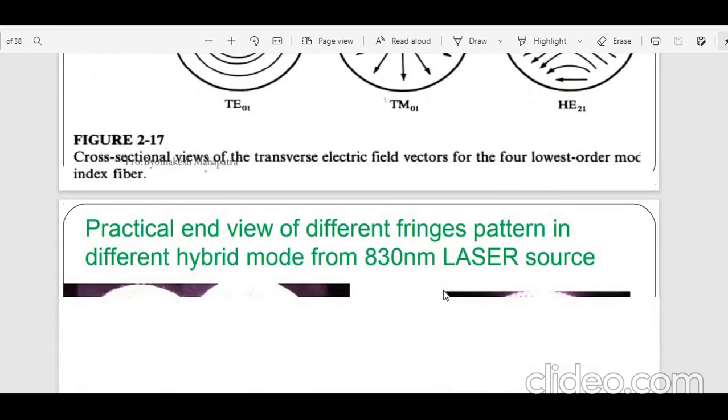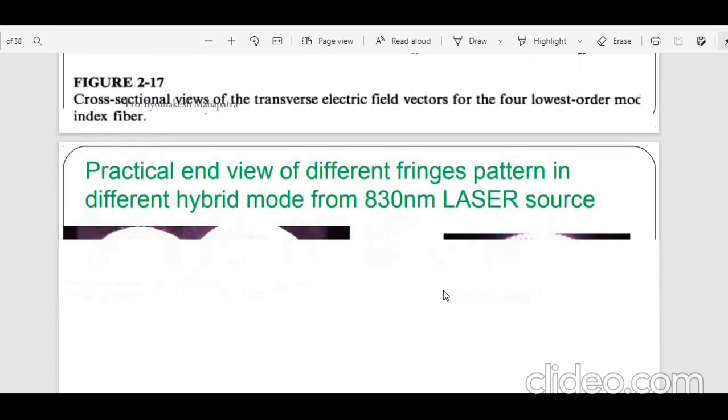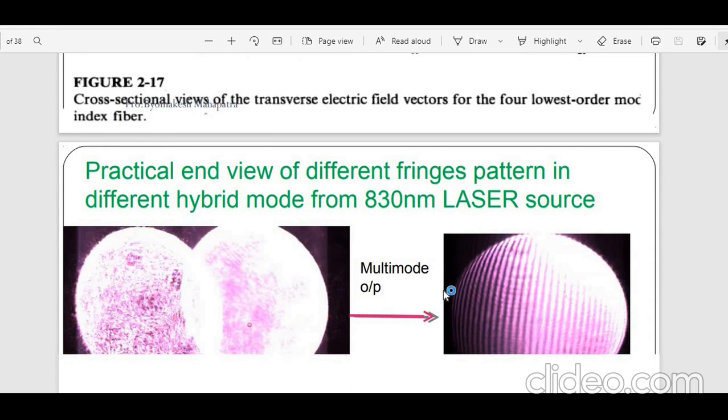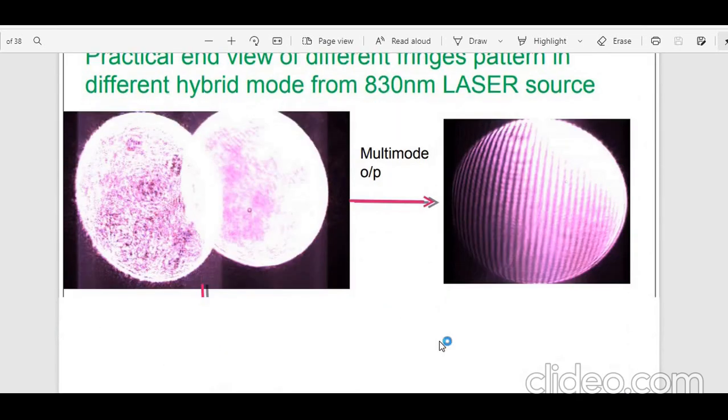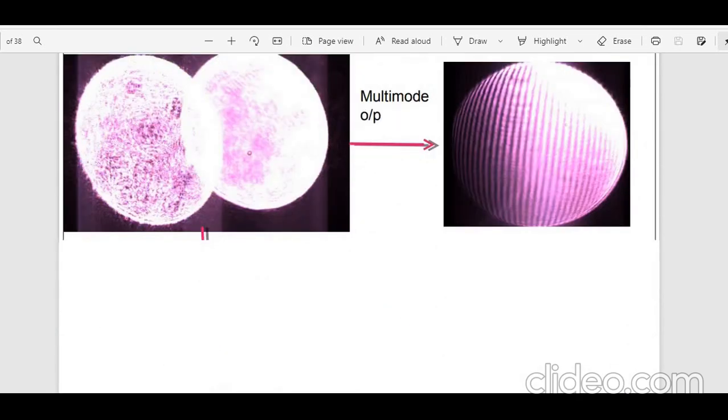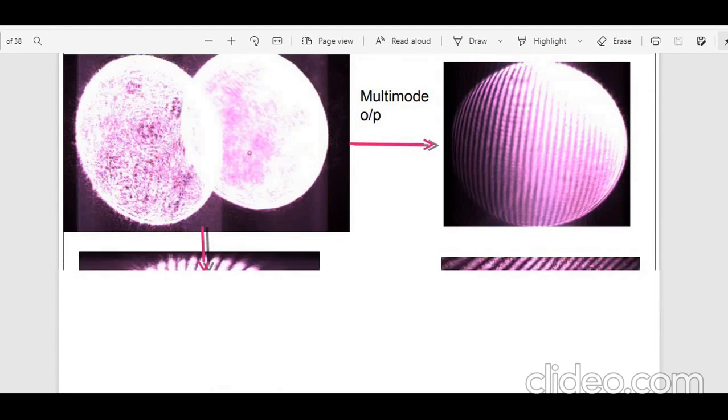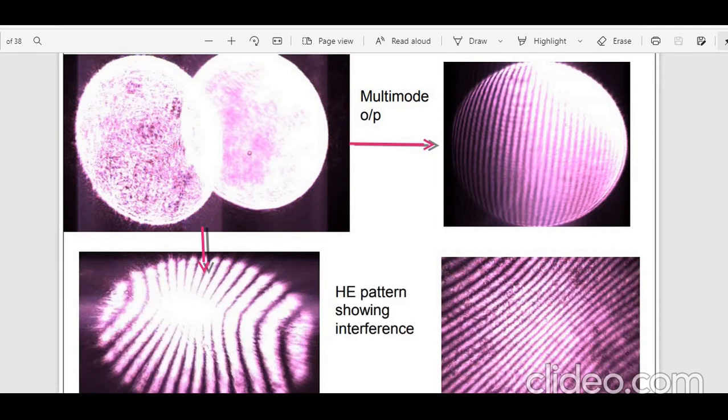Clear? The next concept we are going to learn is the practical view of different fringe patterns in different hybrid modes from 830 nanometer. This is the laser we are considering. We are taking the laser source and seeing how it works on multi-mode output. When the laser is trying to find out the movements of the particles, it can be done by using this multi-mode output.